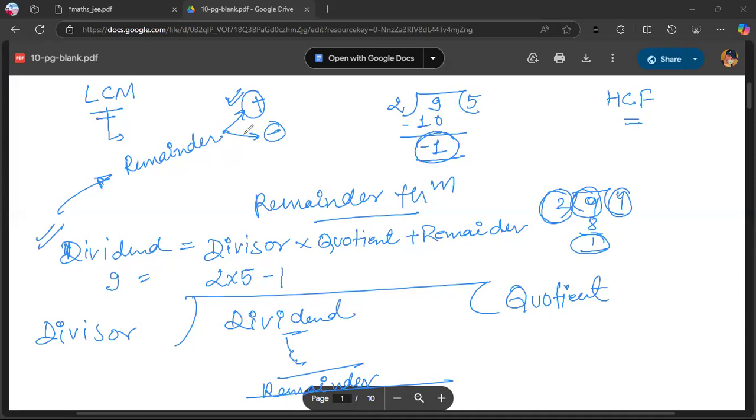Yes, sir. So remainder can be negative also, but whenever we have to find out officially and formally the remainder, we need to remember one thing: the sum of the positive remainder and the negative remainder will always be equal to the divisor. In this case, when the positive remainder was 1.